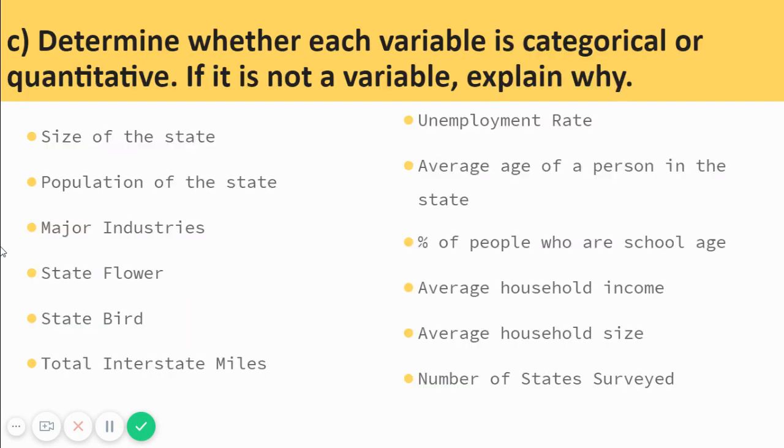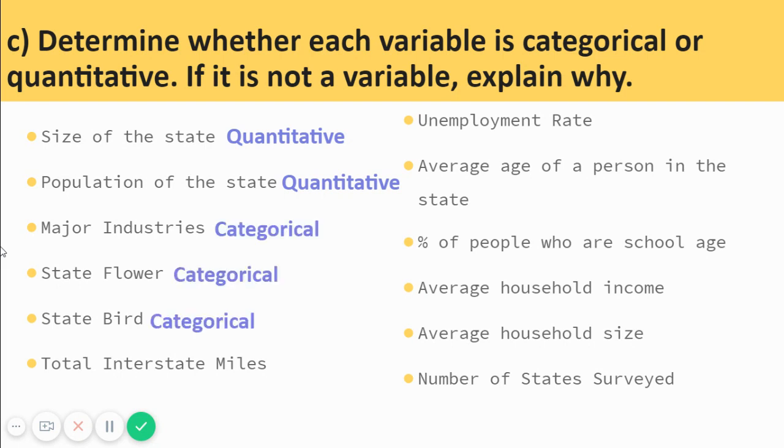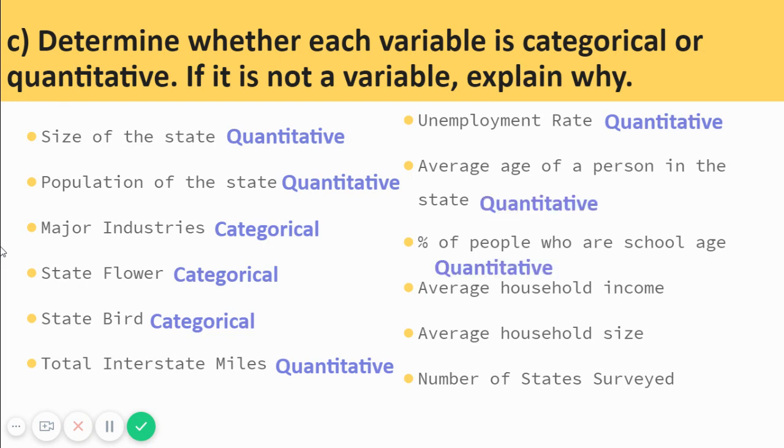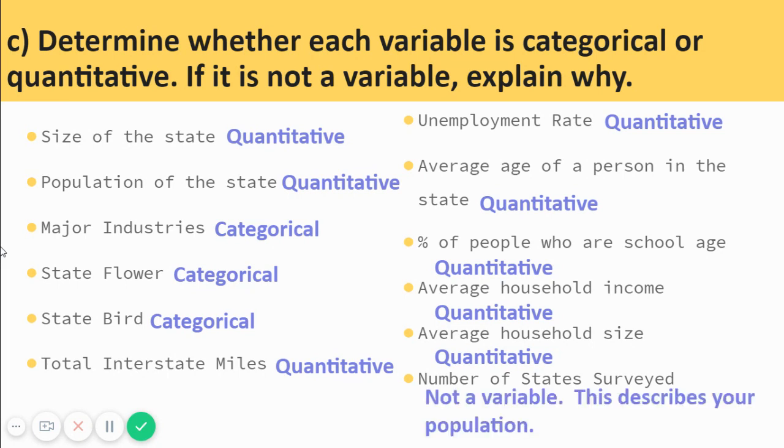Now, categorical or quantitative? The size of the state, square miles, population of the state, number of people, that will always be a whole number. Major industries, words, words, words. Total miles, that's a number. Employment rate, that's a number. Average age, that's a number. Percent of people, that's a number. Household income is a number. Average size is a number. Number of states surveyed, that's not even a variable. It describes your population. 50.